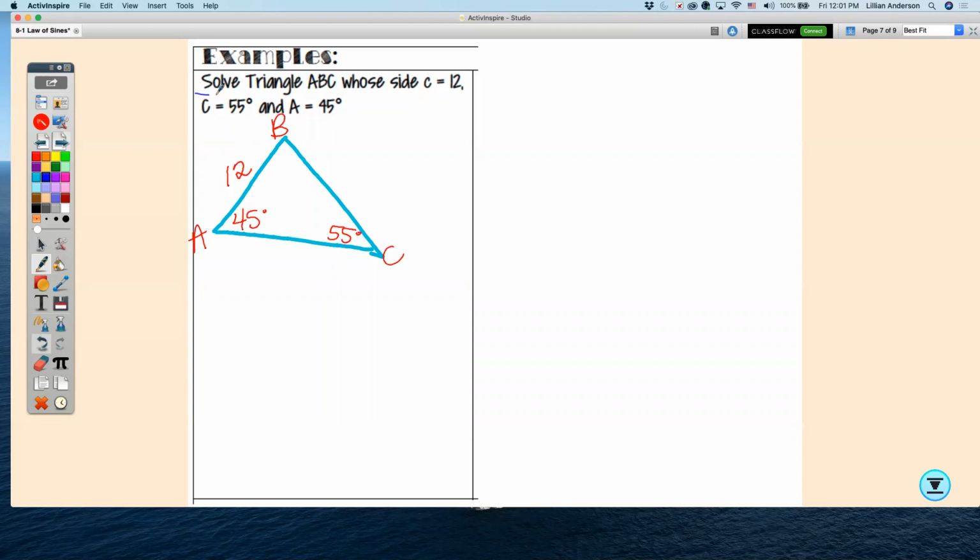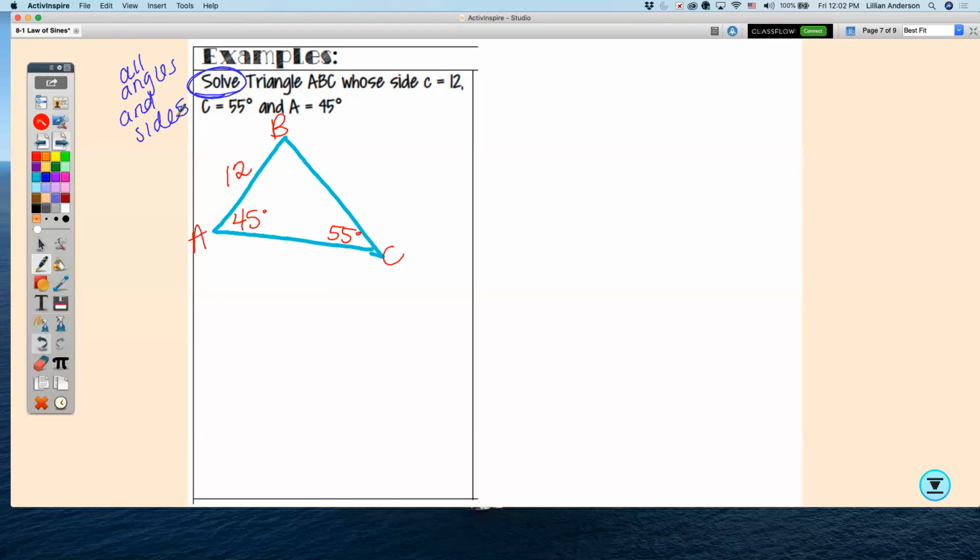When it says to solve the triangle, that means to find all angles and all sides. Right now, I only have two angles and one side, so that means I have to find two sides and an angle. Is this a side-side angle situation? No. It's an angle-angle-side, so I do not have to worry about the ambiguous case. Okay? Simon, you got a question? No. All right. I need to solve the triangle. That means I need to find the missing angles and sides.